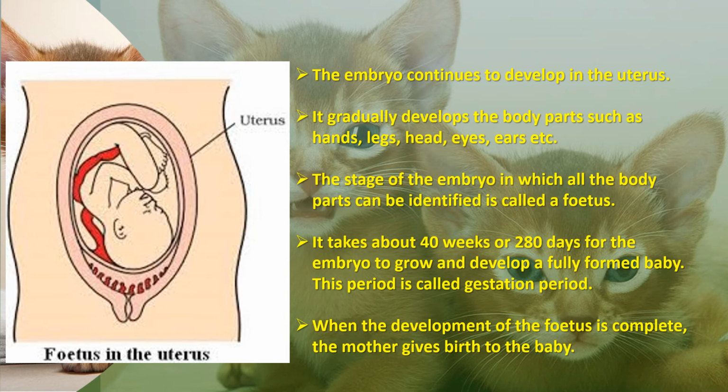The fully formed baby comes out of the mother's body through the vagina, and we say that a baby is born. This is how humans reproduce, by giving birth to babies. Here is the picture of the fetus in the uterus.